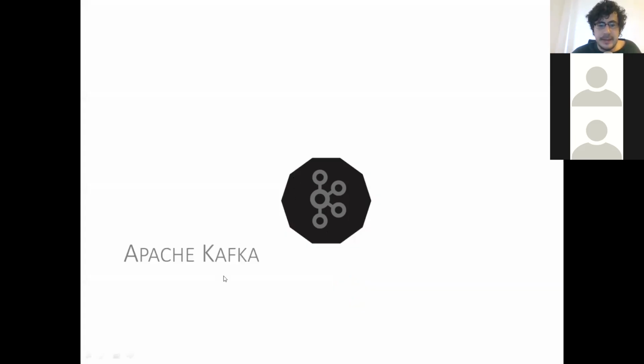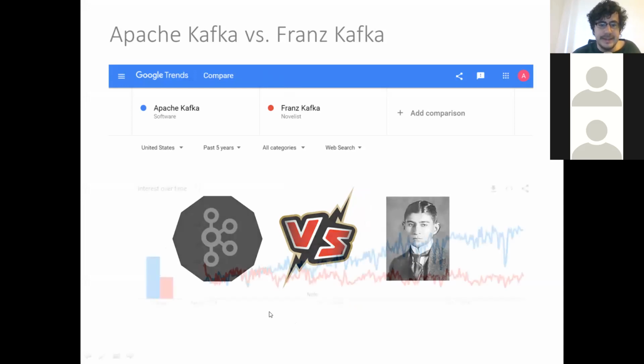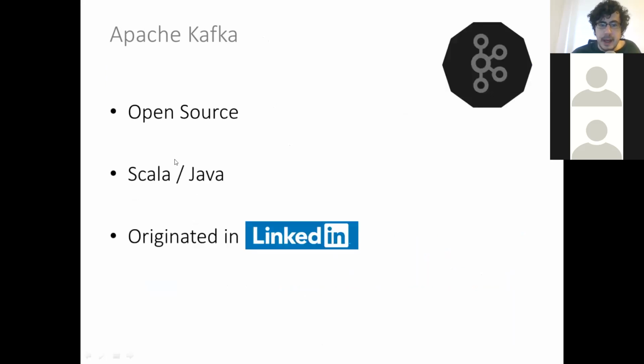So this thing in the middle here is, in this case, Kafka, Apache Kafka. Apache Kafka is named after the author Franz Kafka, at least I presume it is, where if we look at Google Trends, we see that Apache Kafka is currently winning in terms of popularity. Apache Kafka is an open source project, as we can tell by the name Apache, implemented in Scala and Java with the JVM, and it originated in LinkedIn. So the people of LinkedIn started to develop Kafka.